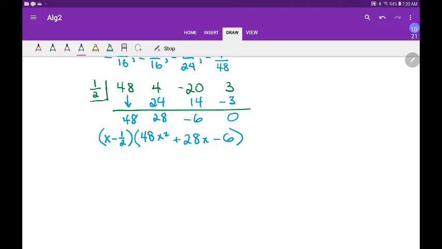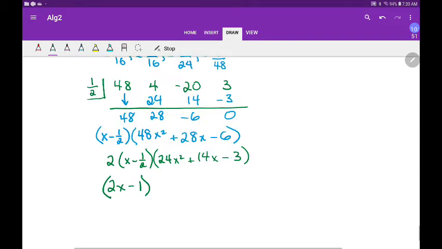So I'm going to factor out the 2, and I'm going to multiply it by this first part here. Maybe I'll write it in 2 steps. And I will say 2 times x minus 1/2. And I took the 2 out of the 48, so now it's 24x squared plus 14 out of the 28 there, and then minus 3. Okay, and then I can write it like this. I can say 2x minus 1. I think that looks better than the fraction.